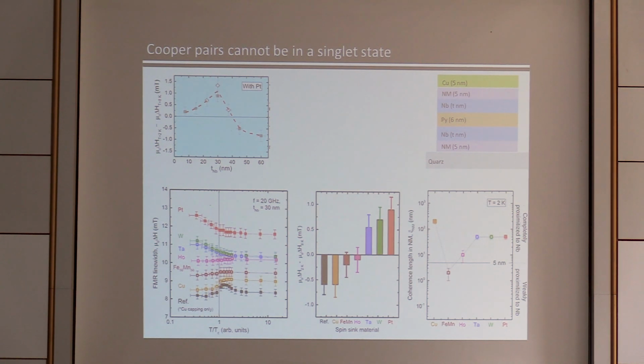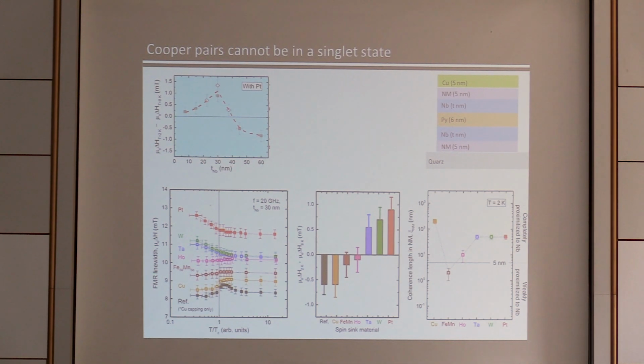What we observe is that tantalum actually has an effect very similar to platinum, in which the Gilbert damping increases below the superconducting transition temperature, almost as much as in platinum, whereas in iron manganese, the effect is opposite, and actually there is a decrease in the Gilbert damping below the transition temperature.